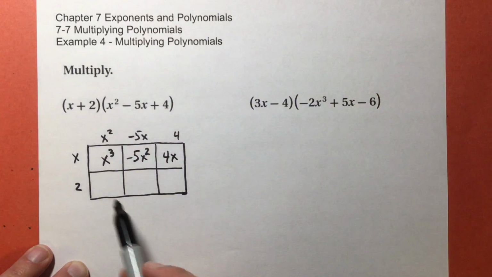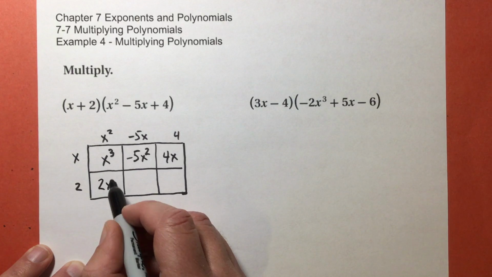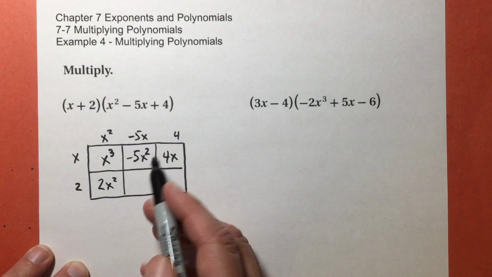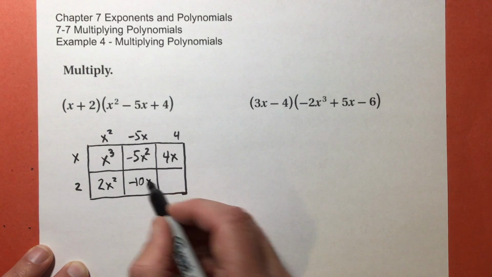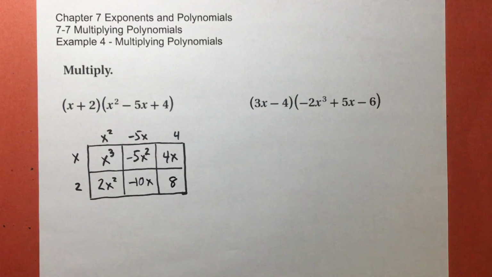Okay, halfway done. This is 2 times x to the second power. In this box, I'm going to do 2 times negative 5x, so I get negative 10x. And this box is 2 times 4, which is 8.